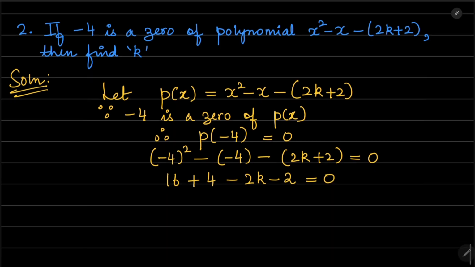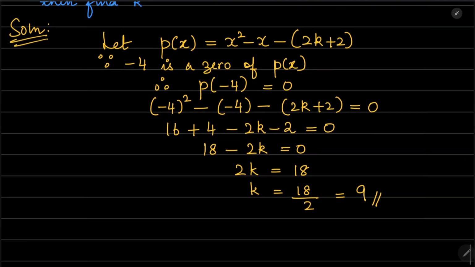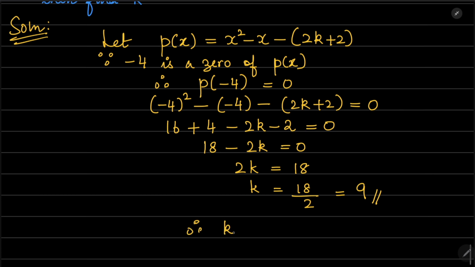So what is it? 20 minus 2, which is 18, minus 2k equal to 0, or 2k equal to 18, or k is equal to 18 divided by 2, which is 9. You have to find the value of k. Therefore, k is equal to 9 is your answer.